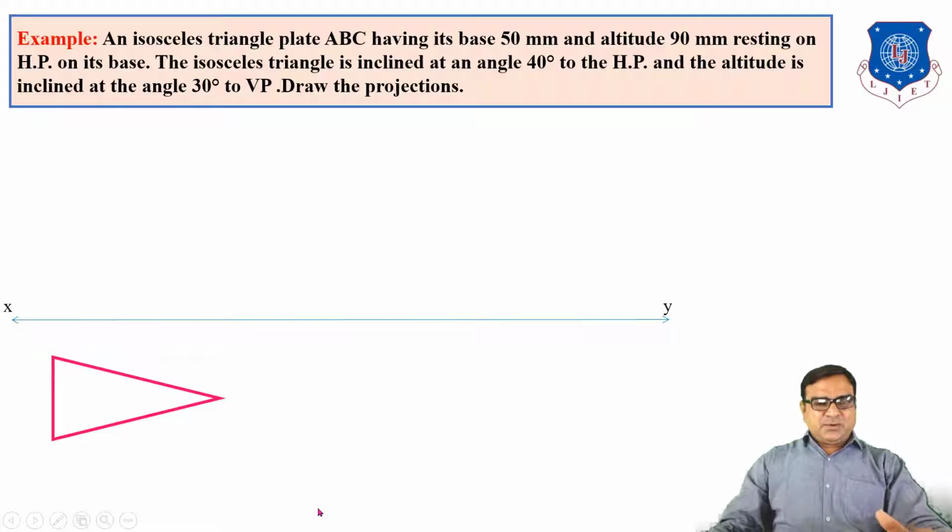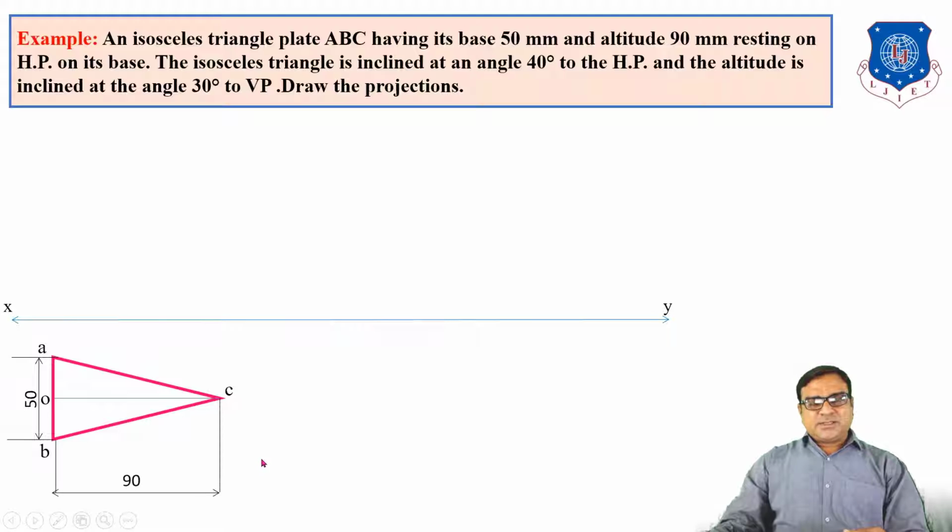Now first, put your triangular plate on HP. So its top view will be the true shape. AB is the base, which is 50 mm. OC is the altitude, which is 90 mm. Here the altitude is parallel to the vertical plane. The base is perpendicular to the vertical plane. And O is always the midpoint of AB.